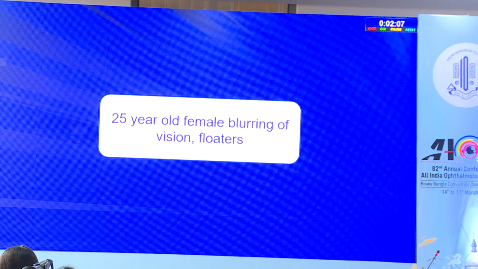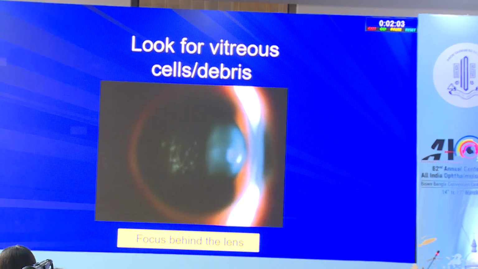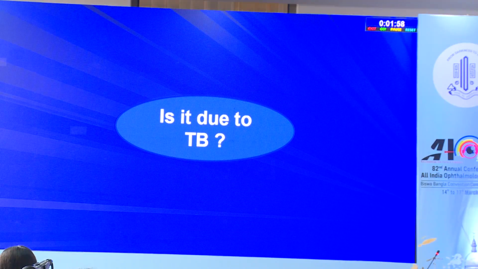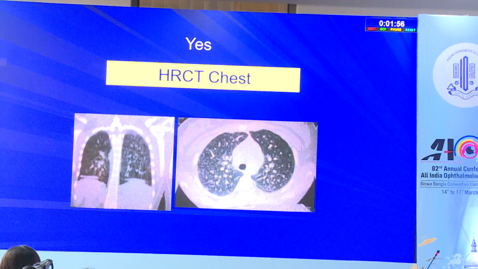I will just show you an example: a 25-year-old female with blurring of vision and floaters. Look for the vitreous cells and debris, and we could see it. Is it due to TB? Yes, it was TB, and it was found on HRCT chest.